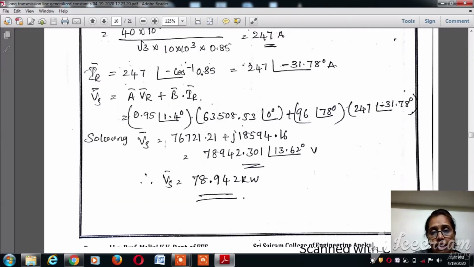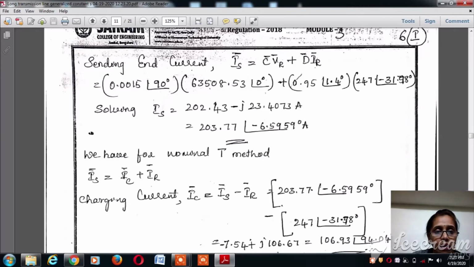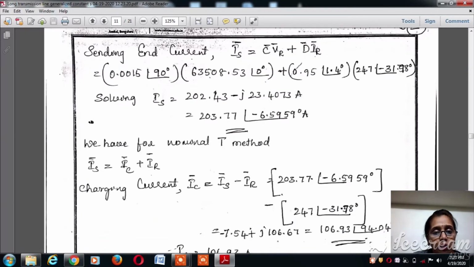78,942.301 at an angle 13.62 degrees. In magnitude, Vs is equal to 78.942 kilovolts. Now we can find out that sending end current is Is is equal to C into Vr plus D into IR. This is the standard expression. So we know the C value, we know the D value, we know Vr. We can substitute all these values and then we can find out that the current Is is nothing but equal to 203.77 at an angle minus 6.5959 degree amperes.